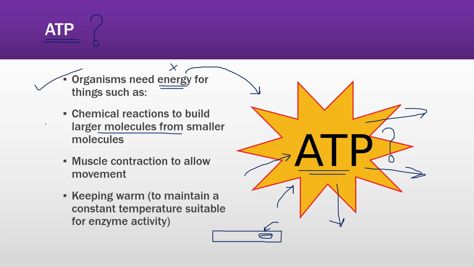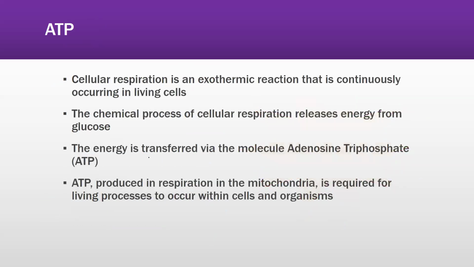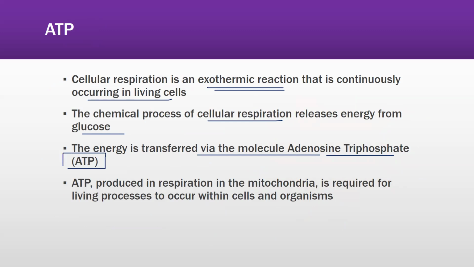Organisms को energy क्यों चाहिए? To build larger molecules from smaller molecules, for muscle contraction, and for keeping them warm at a constant temperature for suitable enzymatic activity. Cellular respiration is an exothermic reaction that is continuously occurring in living cells. The chemical process of cellular respiration releases energy from glucose, and the energy is transferred via the molecule of adenosine triphosphate, which is ATP.